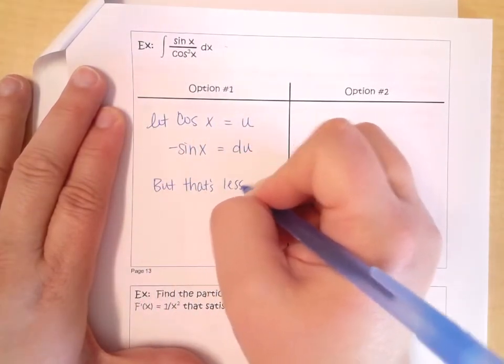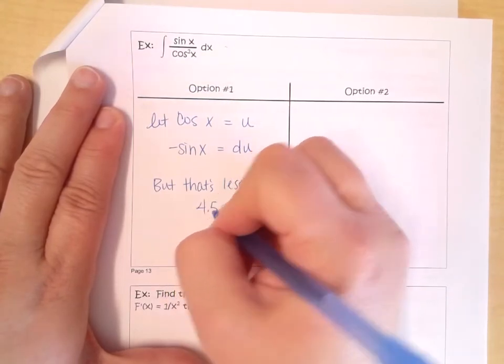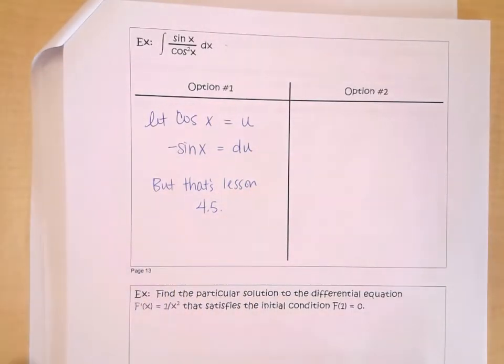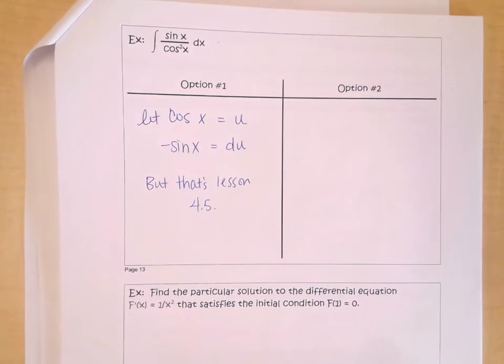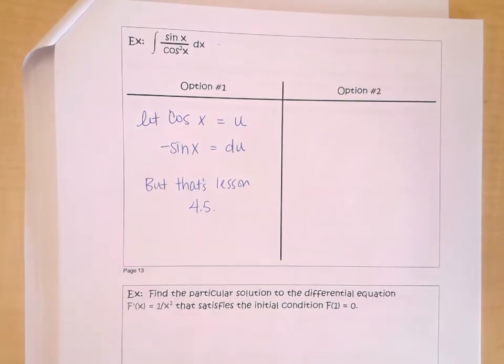That's less than 4.5. So we're not there yet. We're going to have to figure out how to manipulate our integrand so it's something that we can integrate. What can I change? Sine over cosine. It'd be tan x over cosine x.